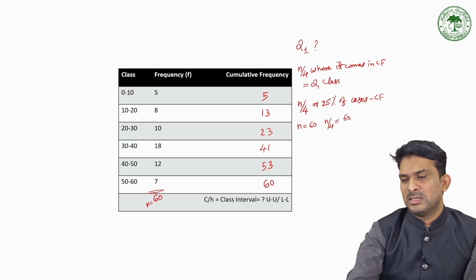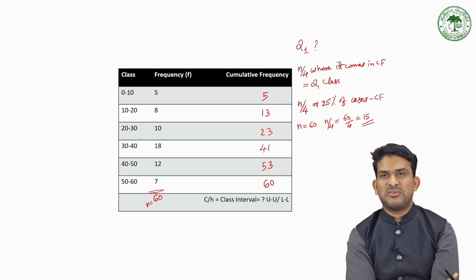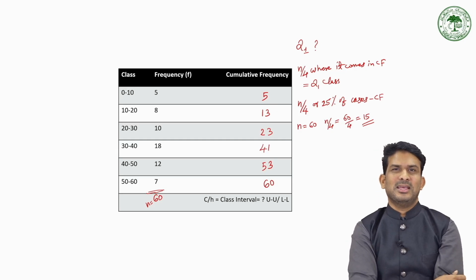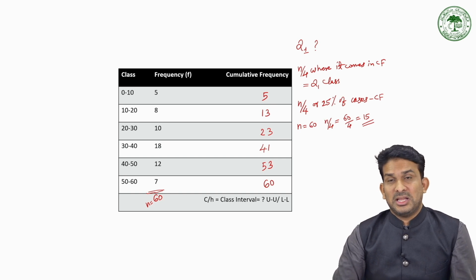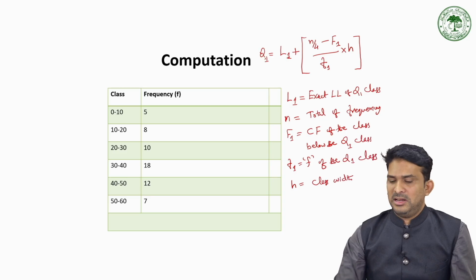It is 60 by 4. So I got 15 as a cumulative frequency, 15 as the value. So where 15 comes in cumulative frequency, that I have to take as the Q1 class. Then only I can go for all these terms to identify.